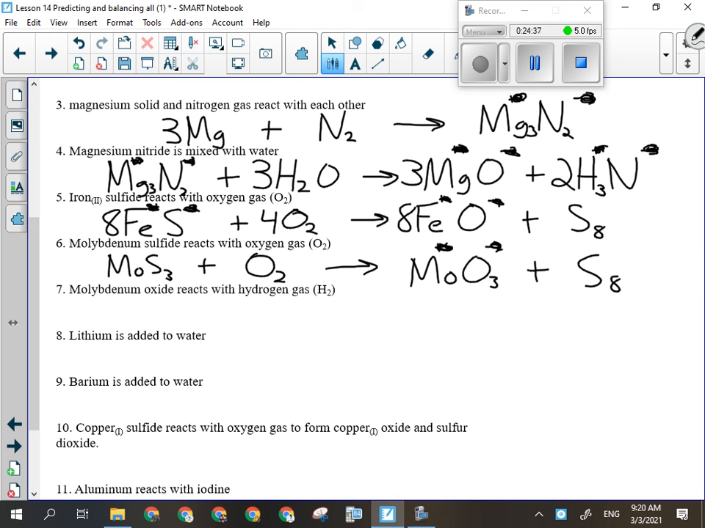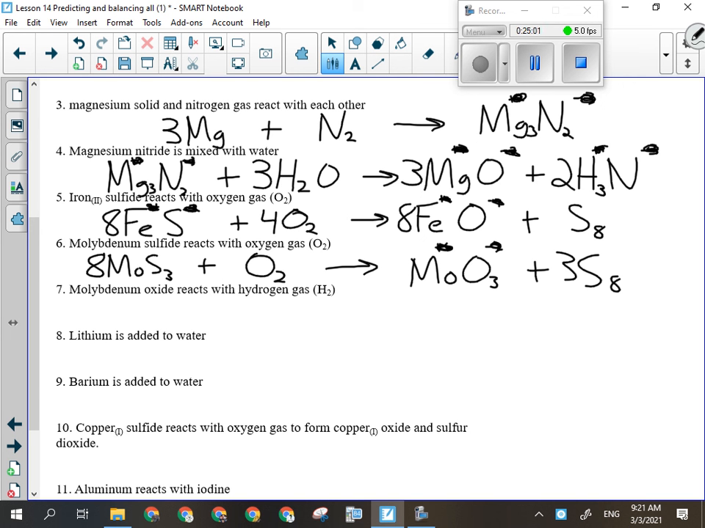Okay, now I need to balance. Am I possibly going to have some large numbers? Okay, I've got 3 sulfur over here. I've got 8 over there. What's the lowest common multiple of 3 and 8? 24. Okay, so I need to put a 3 here because 3 times 8 is 24, and I need to put an 8 here because 8 times 3 is 24.